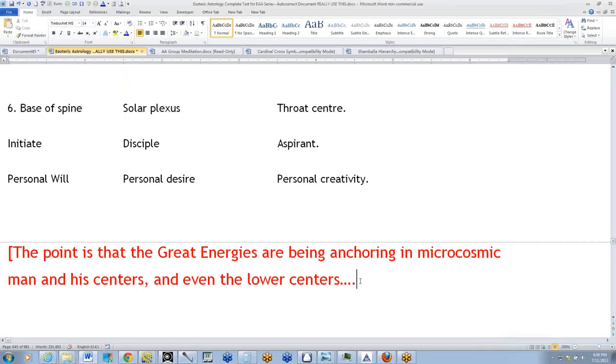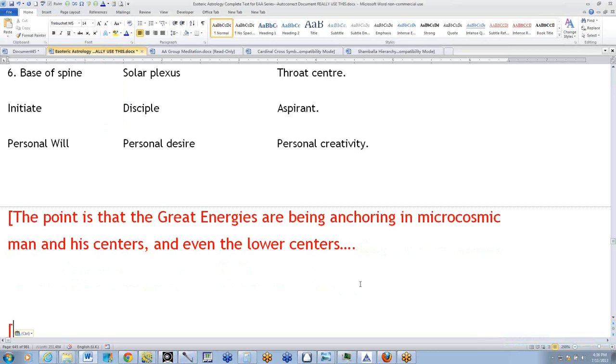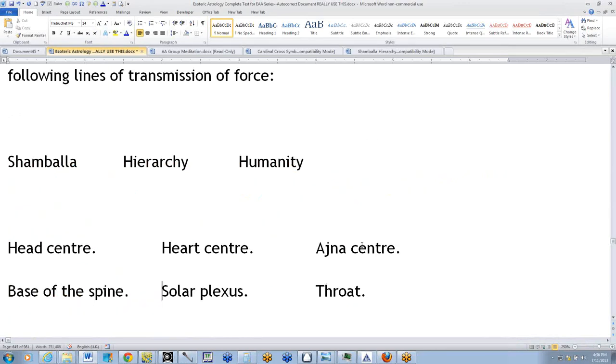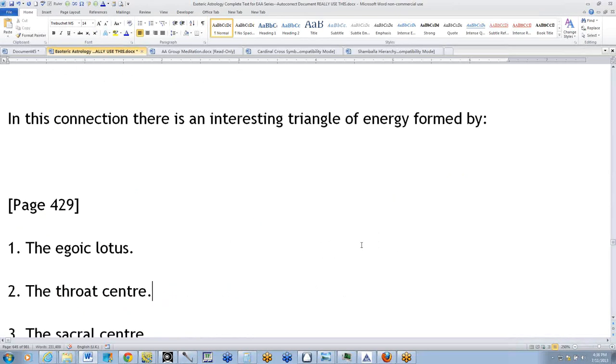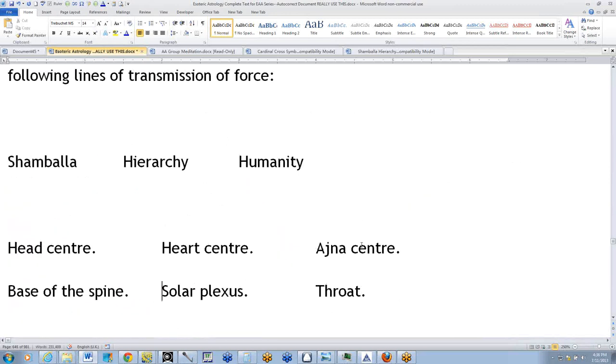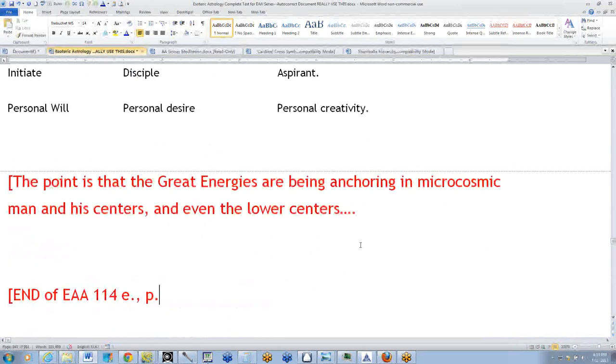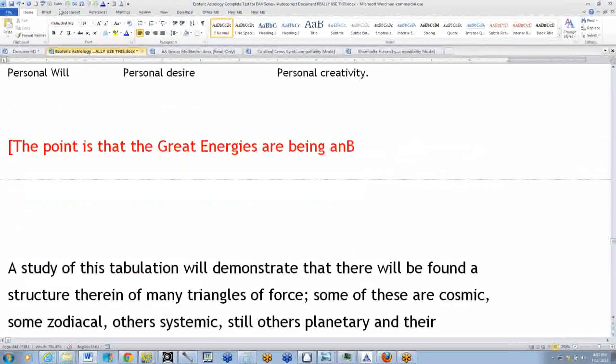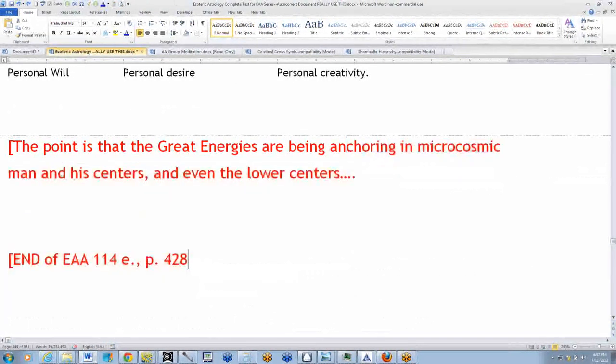Well, okay, I think we have reached a point. What I'd like to do here is say that this is the end of Esoteric Astrology Adventure 114E, page 428. We certainly are getting the triangles here, aren't we? We're finding all kinds of triangles, some of which we are familiar with and some maybe not, or the way they're being presented less so. And beginning of Esoteric Astrology Adventure 115A. I think I will not go on.